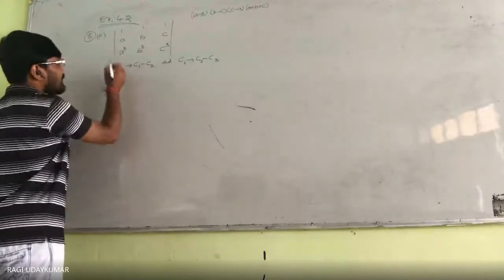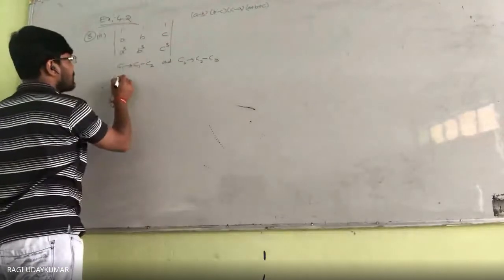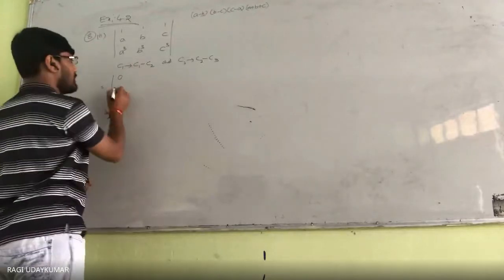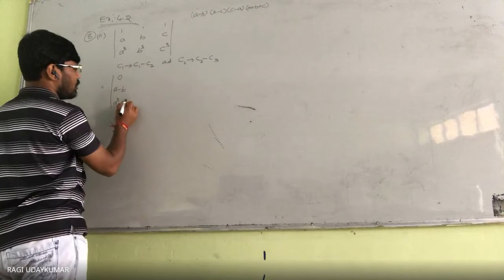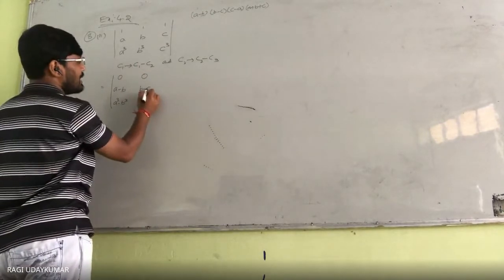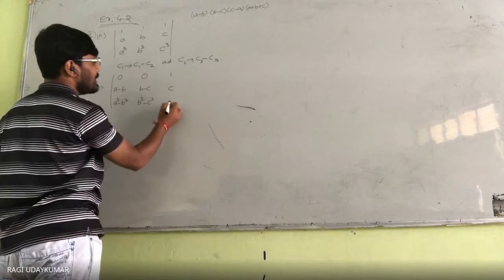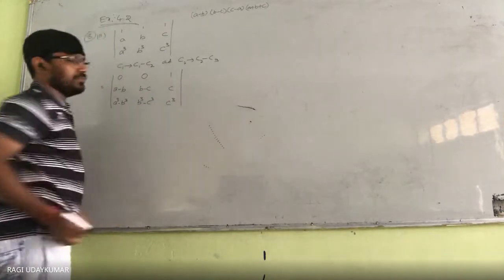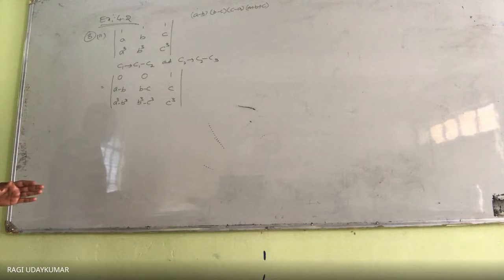So what you will get here: C1 tends to C1 minus C2. C1 minus C2 means this becomes 0. This becomes A minus B. This becomes A cube minus B cube. Here it becomes 0, and this becomes B minus C. This is B cube minus C cube. 1, C cube. Column 3, I am not changing. Is it clear?